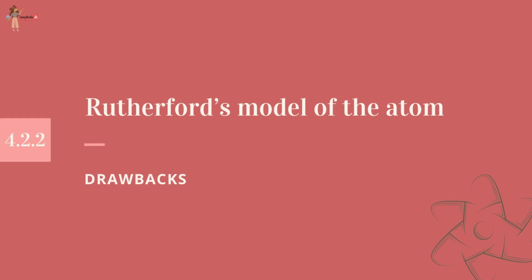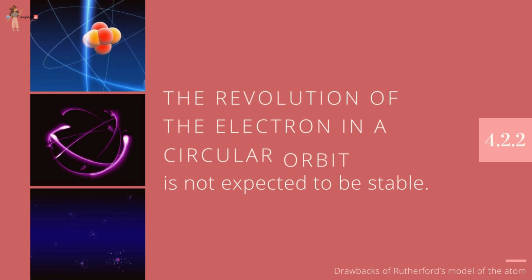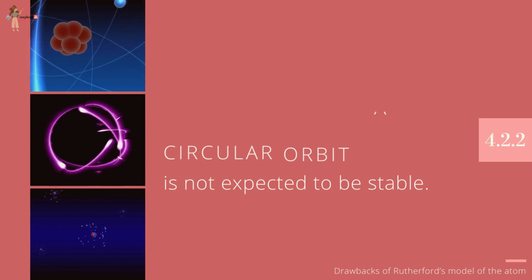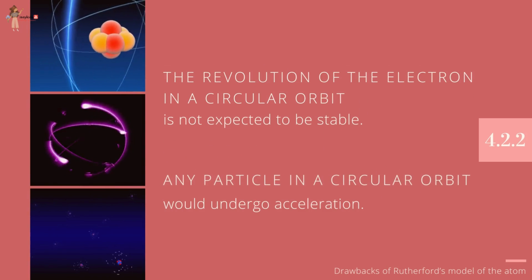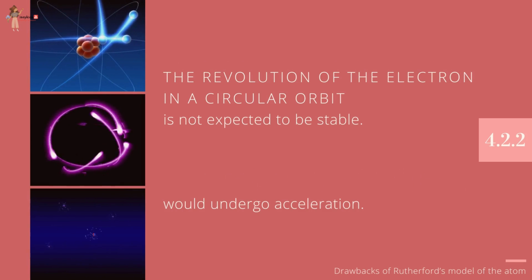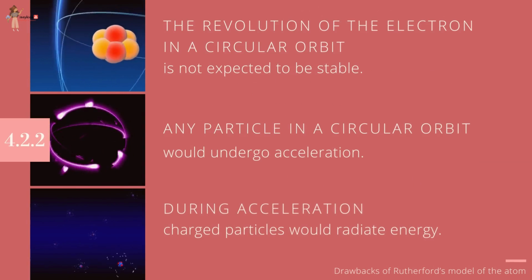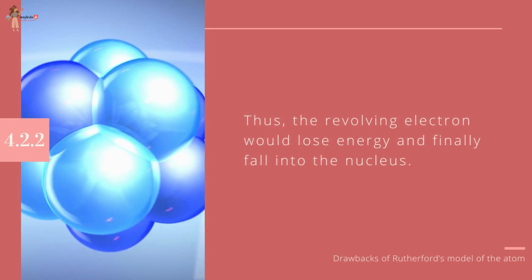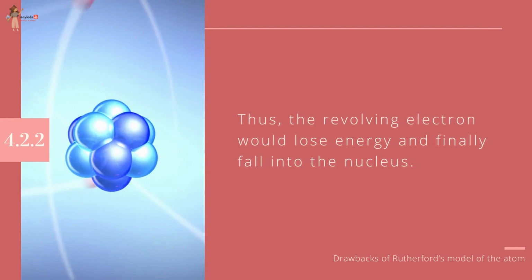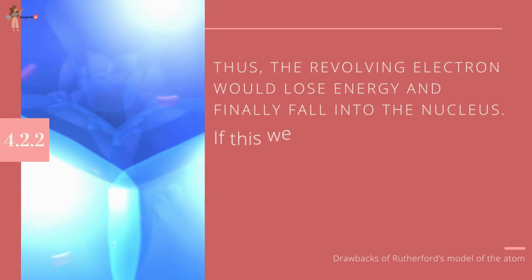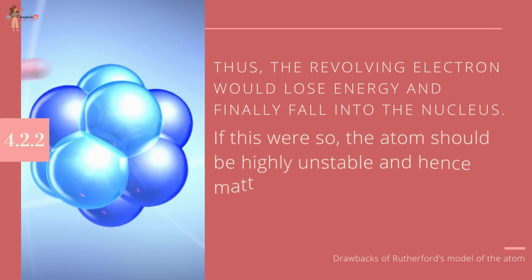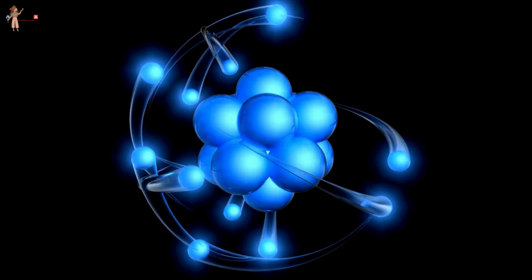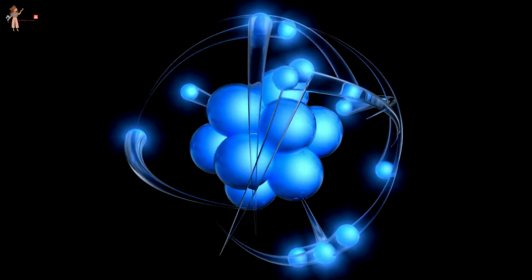Let's see the drawbacks of Rutherford's model of the atom. The revolution of this electron in a circular orbit is not expected to be stable. Any particle in a circular orbit would undergo acceleration. During acceleration, charged particles would radiate energy. Thus, the revolving electron would lose energy and finally fall into the nucleus. If this was so, the atom would be highly unstable and hence matter would not exist in the form that we know. We know that the atoms are quite stable.